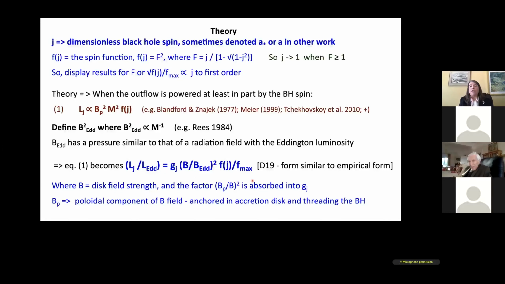Now, the poloidal component of the magnetic field in units of the magnetic field strength is absorbed into the coefficient G sub j, the normalization factor of the beam power. And the reason I did that is that I wanted to have this term here, B over B ed squared, that applied to the full accretion disk properties, not one particular component of the magnetic field. So that's why that is absorbed into G sub j.